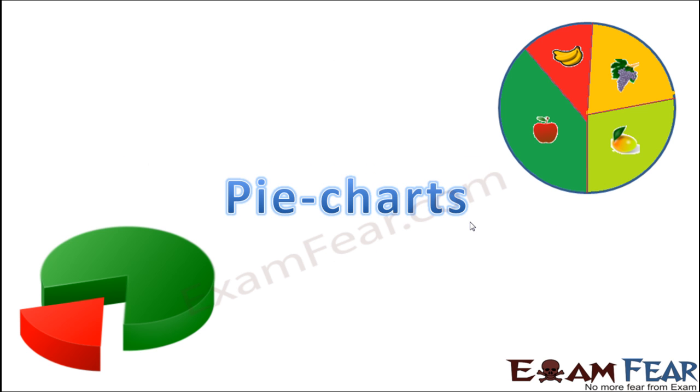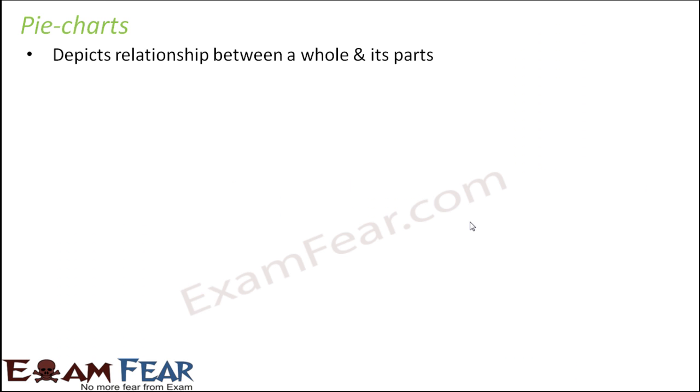Now the next graph is a pie graph or a pie chart. As I said, a pie chart reminds us of a pizza. It always depicts the relationship between a whole and its parts. It always talks about how much out of the whole, how much part out of the total, belongs to a particular category. That's how we talk about it in the case of a pie chart.